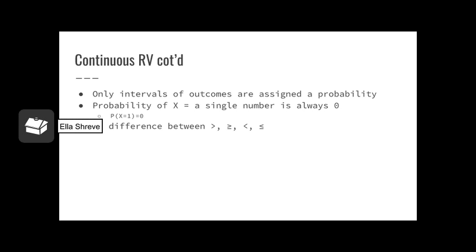Also, for continuous random variables, only intervals of outcomes are assigned a probability, for example, between 3 and 6. However, probability of x, a single number, is always 0. So the probability that x equals 1 is 0. There's also no difference between greater than and greater than or equal to, and less than or less than and equal to.